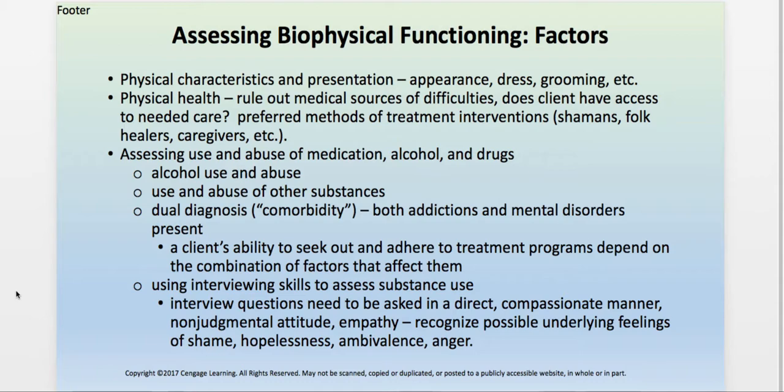Their physical health. One of the things we always want to make sure we do is to rule out medical sources of difficulties. And if we know about that, does the client have access to appropriate care if necessary? Has the client had the evaluations that are needed? A good example of this is thyroid issues, which often go incorrectly diagnosed or undiagnosed for some time with people, and particularly with adolescents, for instance.